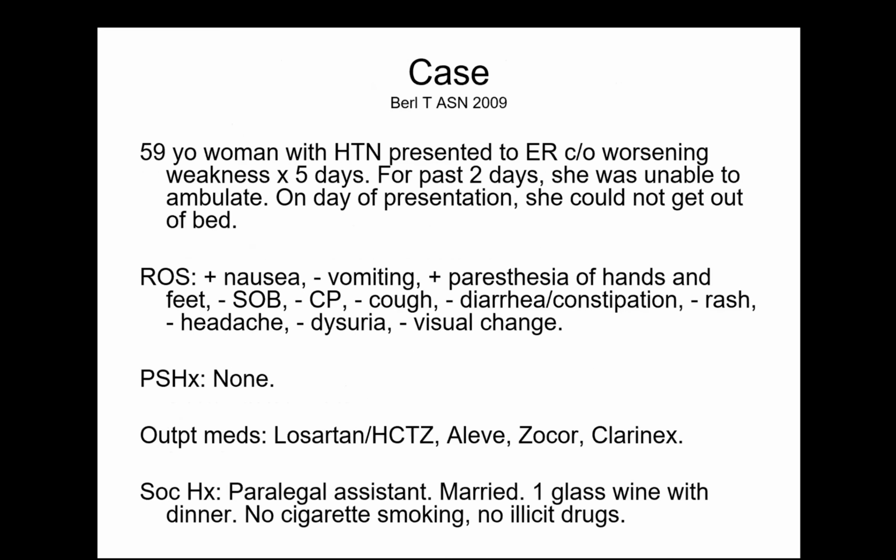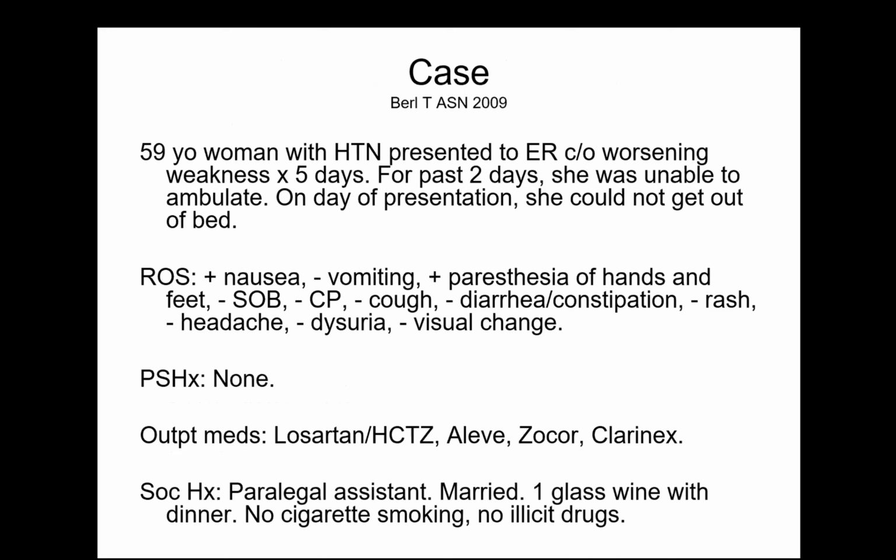There's a 59-year-old woman with hypertension who came to the emergency room complaining of worsening weakness for 5 days. For 2 days, she was unable to ambulate. And on the day of presentation, she couldn't get out of bed. Review of systems: she has nausea, no vomiting. She has paresthesia of her hands and feet, denied shortness of breath, no chest pain, no cough, no diarrhea, no rash, no headache, no dysuria, no visual change, no past surgical history.